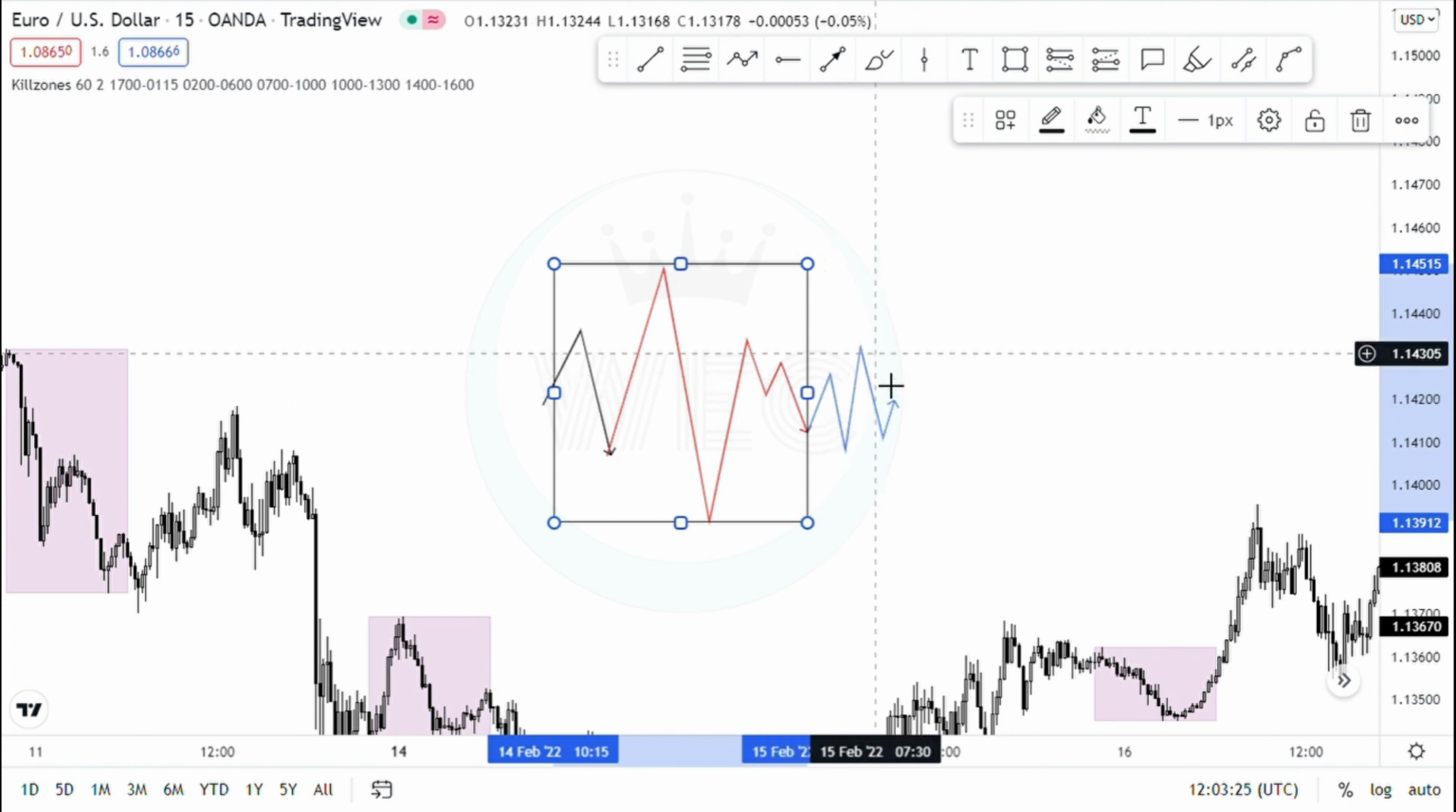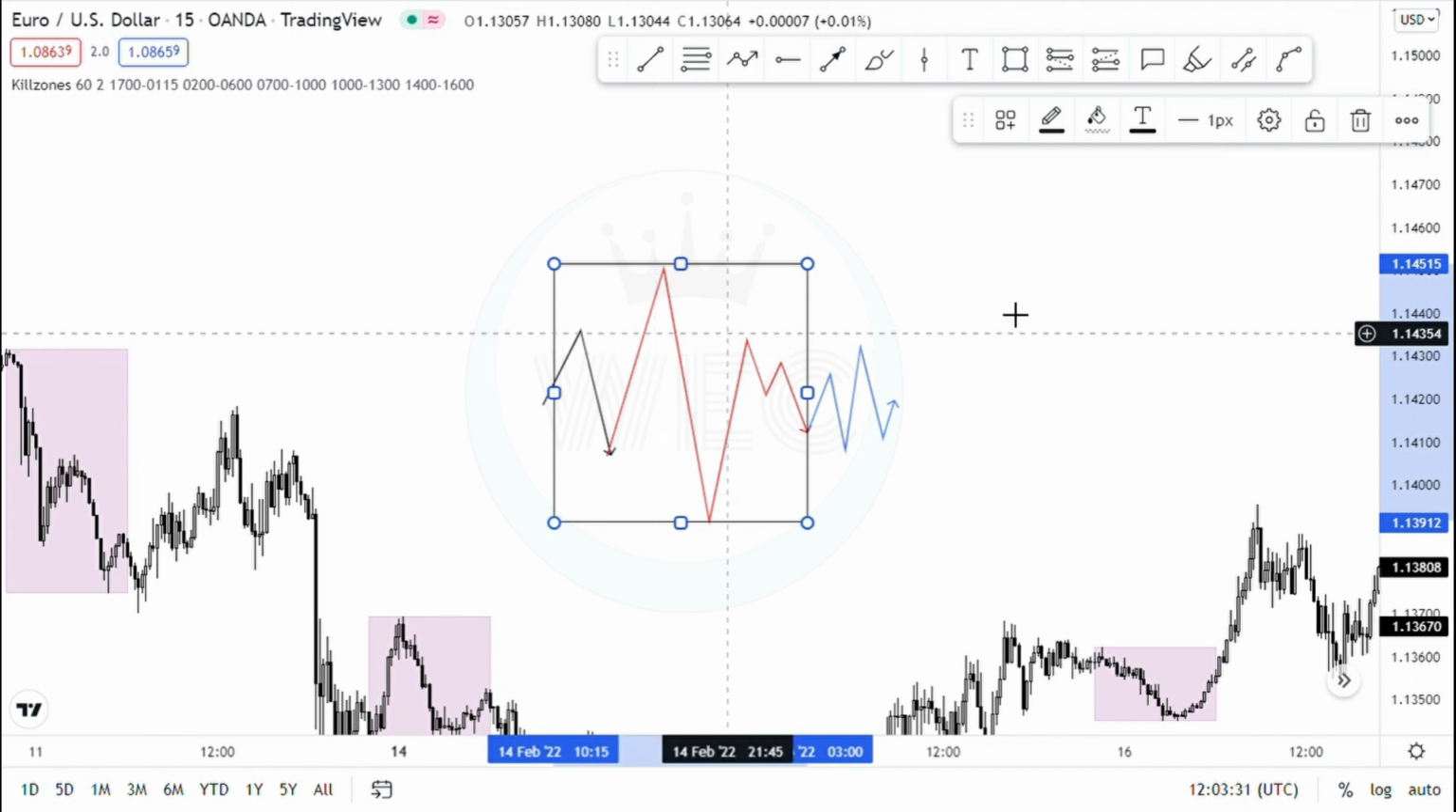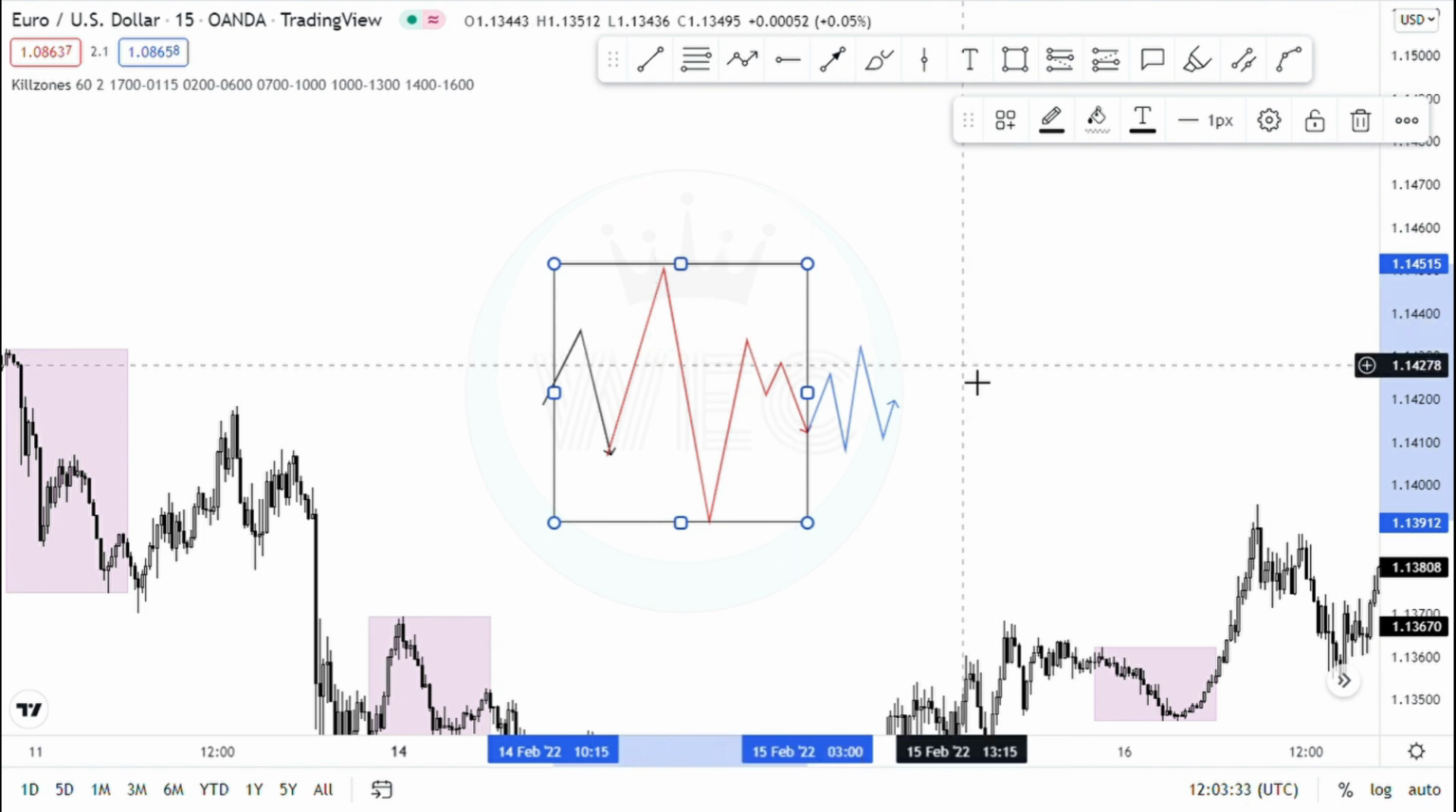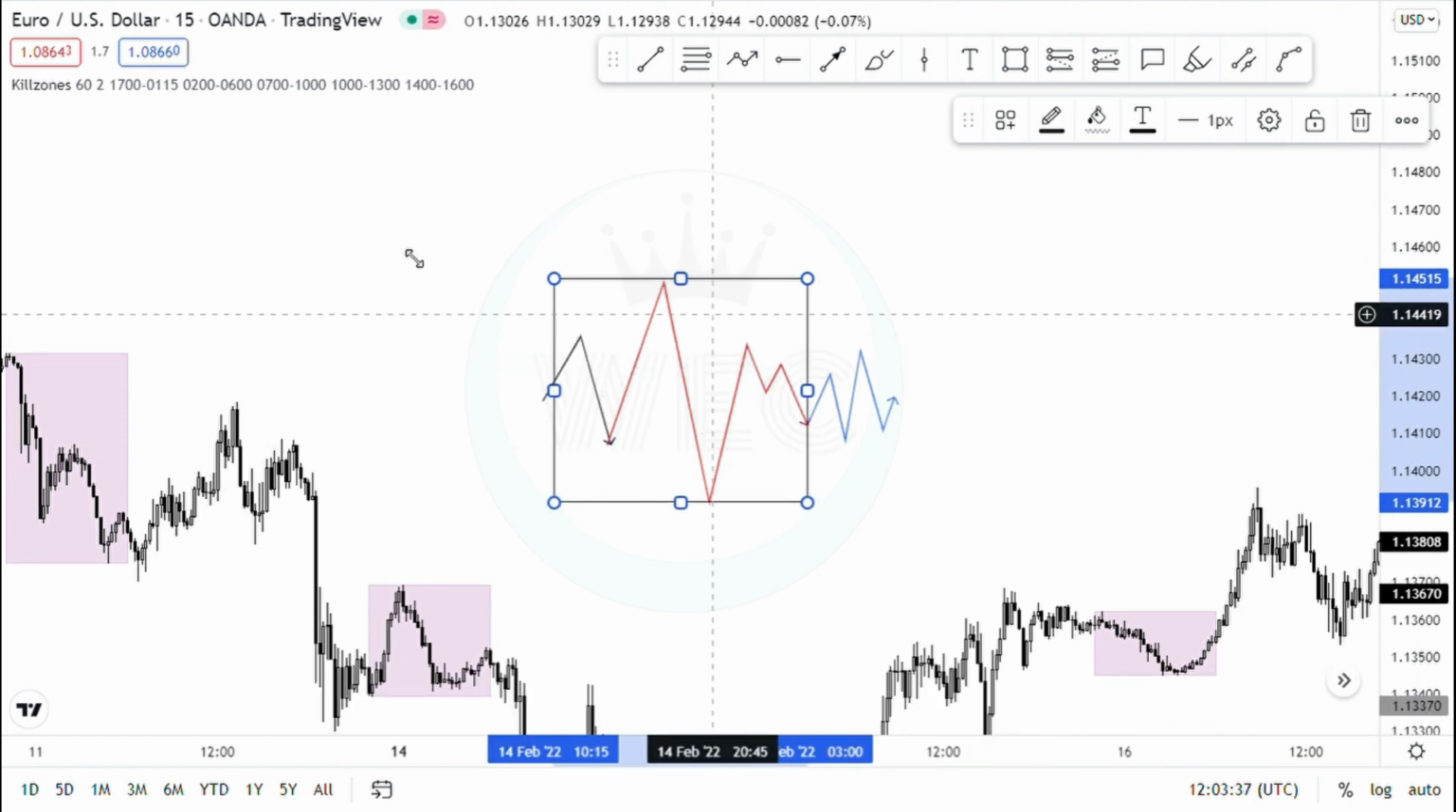So the Frankfurt is not part of the Asian session, so I don't include that in the rectangle or the square, whatever shape you call it. So yeah, this is how the whole Asian session is going to look like.